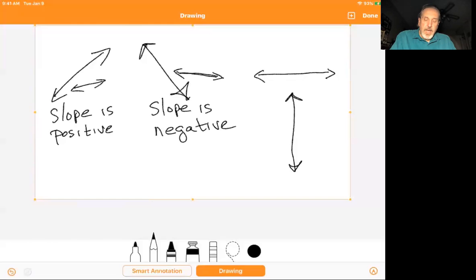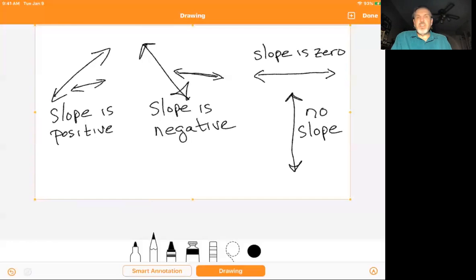In a horizontal line, like the one I have up here, the slope is 0. It's not positive, it's not negative. And a vertical line has no slope. We may call it undefined. That's a term that we use in mathematics when we talk about a line that has a slope that doesn't exist. We call it undefined.